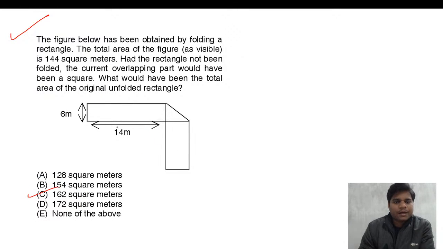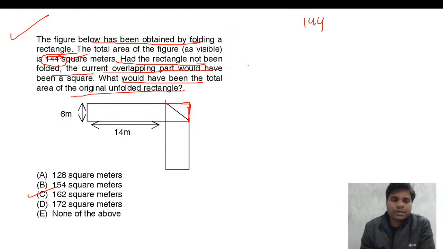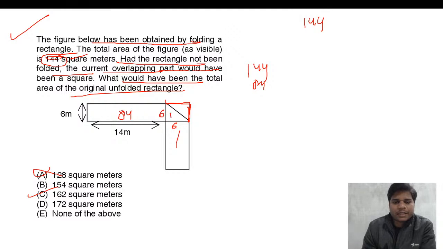Okay, let's see. What is this? The figure below is obtained by folding a rectangle. So basically this is a rectangle. The overlapping part has area 140, the total area of the figure is 144. So had the rectangle not been folded, what would be the total area? So basically the area of the original rectangle would just increase. So we have to solve using the options. 14 times 6 is 84. So the remaining is 60. This is 6, and as this is a rectangle, this will also be 6. So this is 18. This is 18, so this is also 18. Okay, we don't need to do anything else. Very simple. This is simple.